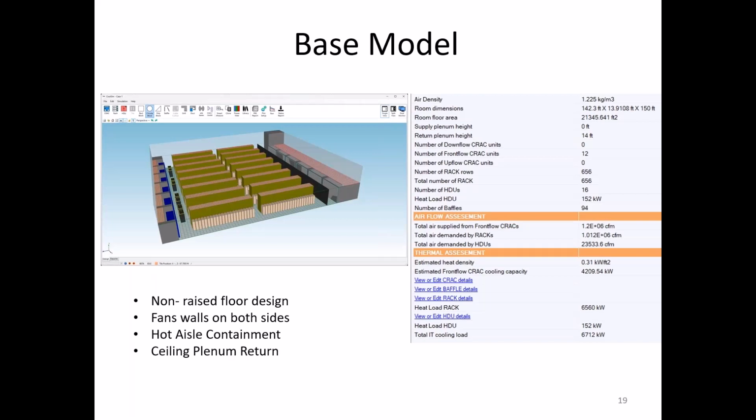That's what I'm seeing. It's got a large return plenum, 14-foot return plenum to get all that air back. But it's very common from what I'm seeing. I see a lot of these. What's happened is raised floors are not as popular anymore simply because of the volume. You've got so much air that you're trying to move into that room.